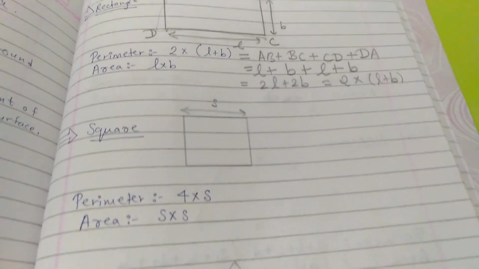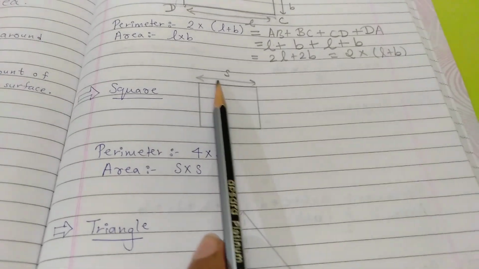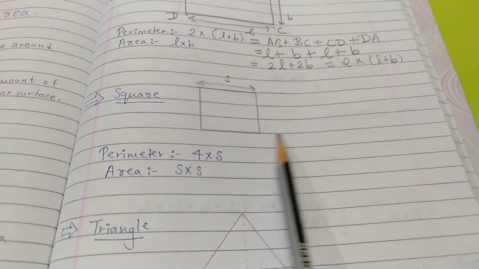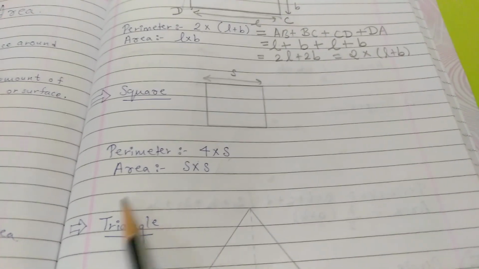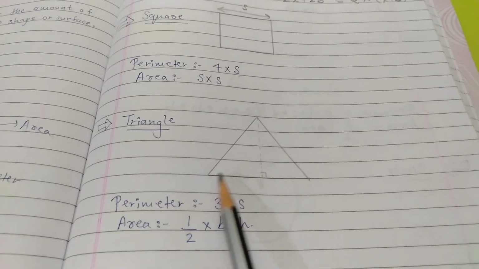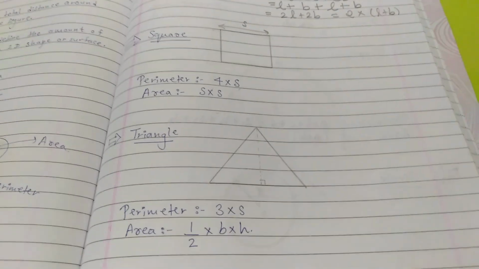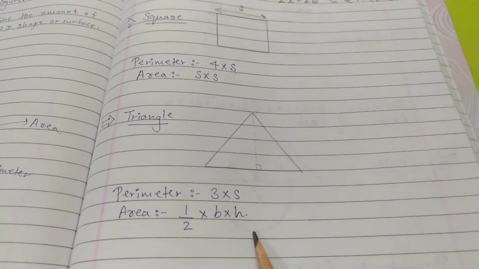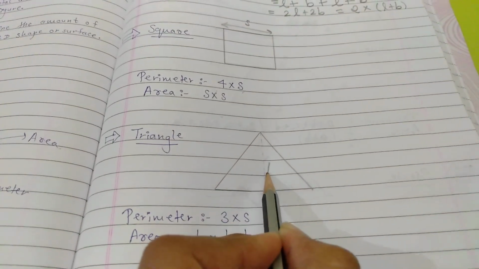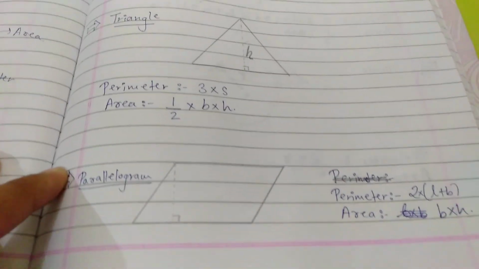Then next comes square. This is its side. The length of the side is S. Perimeter is 4 into side, that is side plus side plus side plus side. Then area is side into side. Then comes triangle. Its perimeter is 3 into side, that is side plus side plus side. Then area is half into base into height, and this is the height of the triangle.